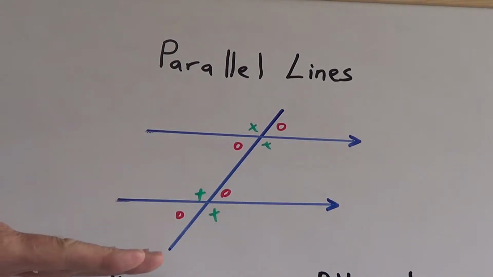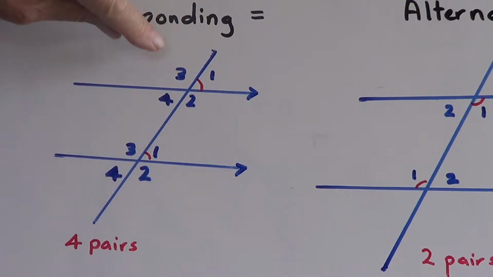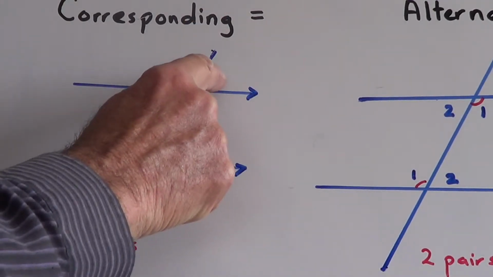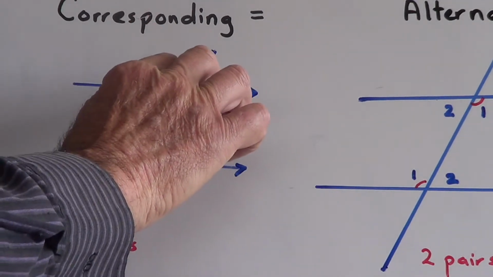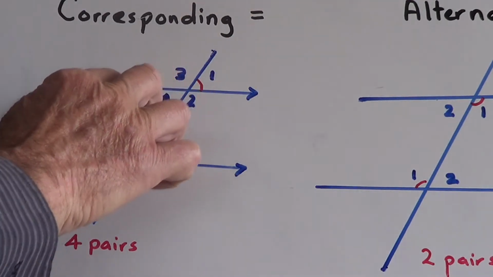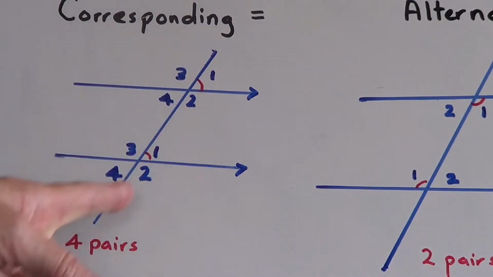Now we'll look down at corresponding, which is next, and alternate, and I'll move the camera. Corresponding angles are equal. You have 4 pairs of equal angles. There's 1 and 1, 2 and 2, 3 and 3, 4 and 4, and they are like sliders. That angle slides down onto that one. That angle there will slide down onto that one. That 3 will slide down onto that 3, and that 4 will slide down onto that 4. So they're like sliding doors, and that's the runner down there.